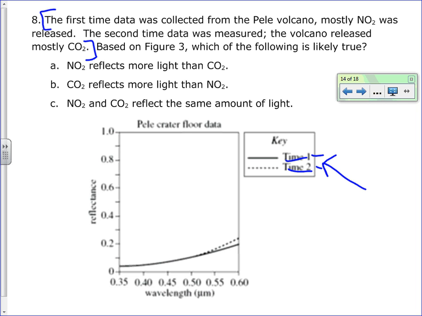All right, now if we compare those 2 lines, which one of those 2 times had a higher reflectance? The first time or the second time? The second time, and you can tell because this is just a little bit higher than the other part right here. So the first time had a higher reflectance than the second time. If the first time released mostly NO2 and the second time released mostly CO2, what could we say about their reflectance? CO2 reflects more light than NO2. Because CO2 was released this time, we know it probably reflects more light than NO2 that was released that time.